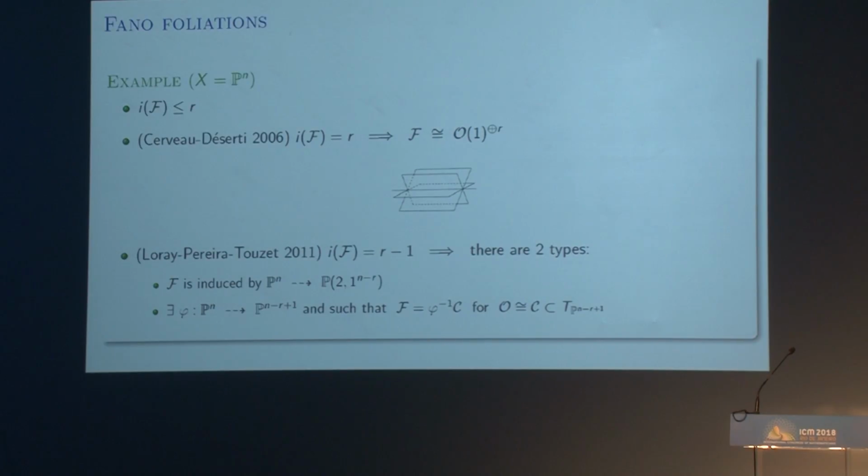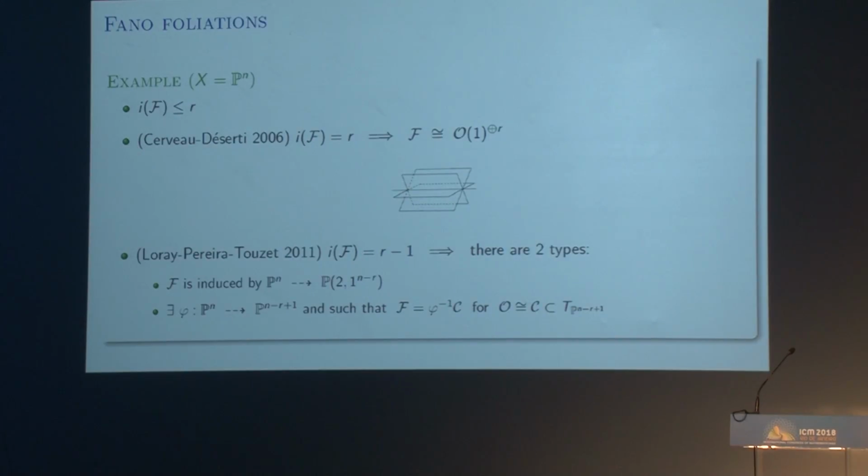Remember the first example that I gave you. I showed you that on P2, if you take a general vector field, it was not algebraically integrable. We saw an example where the leaves are given by exponential functions. And so we see that already when the index is r-1, we get some non-algebraically integrable foliations.